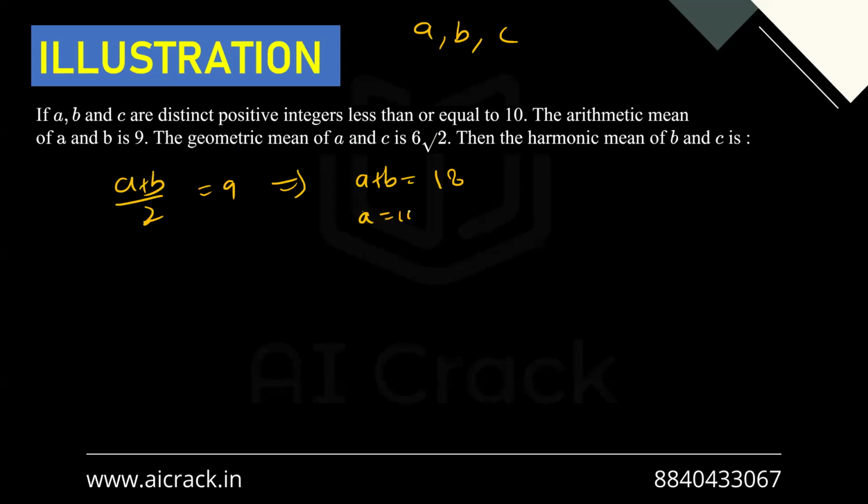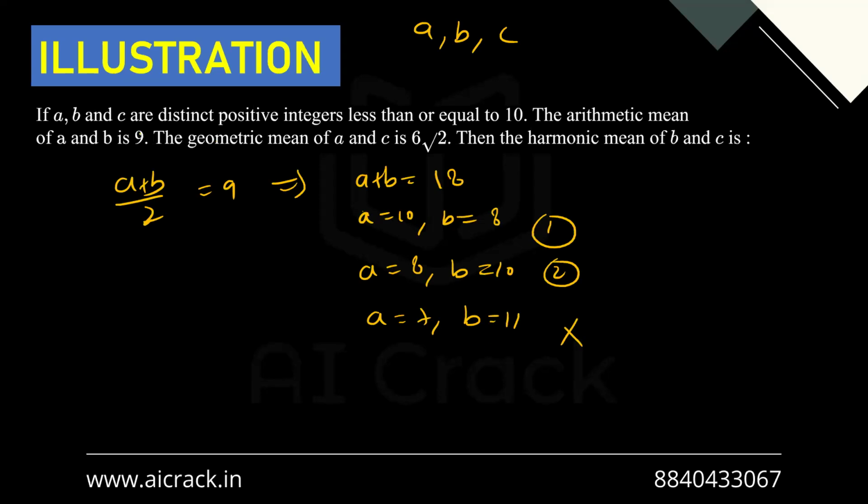Now we know that all of them are distinct positive integers less than or equal to 10. So a can be 10 and b equals 8. That is one case. The second case can be a equals 8, b equals 10. That's one more possibility. Can we say a equals 7 and b equals 11? No, we cannot, because all of them are less than or equal to 10. Can we say a equals 9 and b equals 9? No, because all of them are distinct. So we have these two cases: a equals 10, b equals 8, or a equals 8, b equals 10.